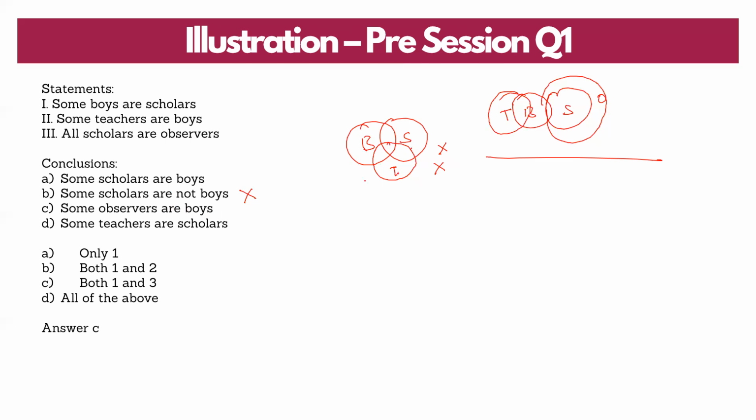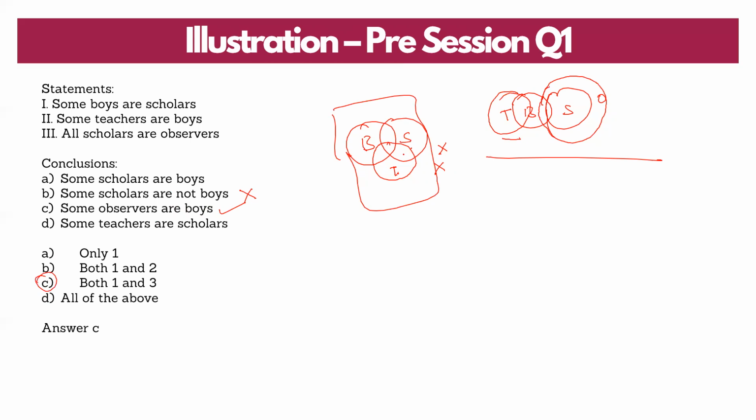Some observers are boys. Does the observers circle intersect boys? Yes, it does intersect boys. The circle of observers is this, so this also intersects boys. So even this is given. Some teachers are scholars. This is not true. As per my diagram, the circles do not intersect. However, if you had drawn the diagram like this, you would have said even this is right, and you may have been tempted to mark all of the above. That is wrong. So take this as a learning.